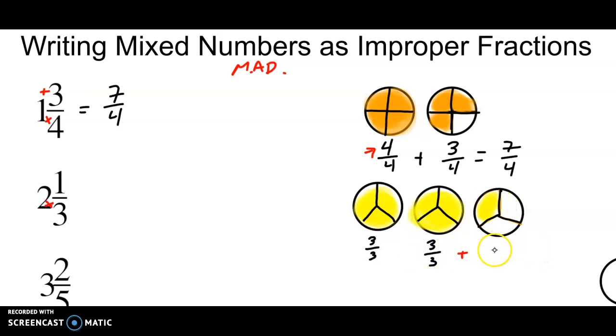Plus, how many do I have here? 1/3. Plus the 1/3. So 3 plus 3, or 3 times 2, plus the 1, 6 plus 1 gives me 7 thirds. 3 thirds plus 3 thirds plus a third, because I've got 2 wholes. See the 2? 1, 2. So 2 and a third is equivalent to 7 thirds.